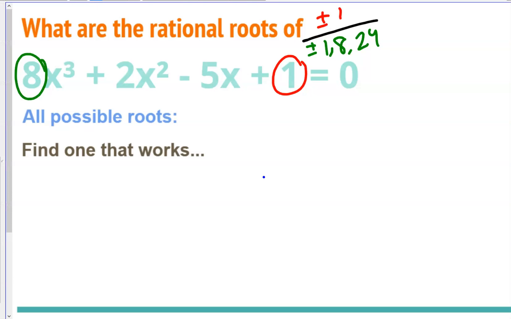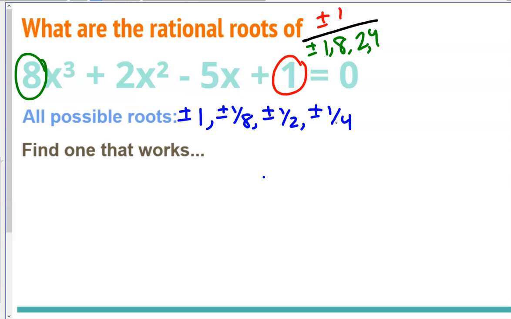Oh my gosh. Here we go. Let's make this list. So we have positive and negative 1 divided by 1. We're going to have positive and negative 1 divided by 8. We have positive and negative 1 divided by 2. And we have positive and negative 1 divided by 4. So technically I have 1, 2, 3, 4, 5, 6, 7, 8 places that could cross our x-axis.